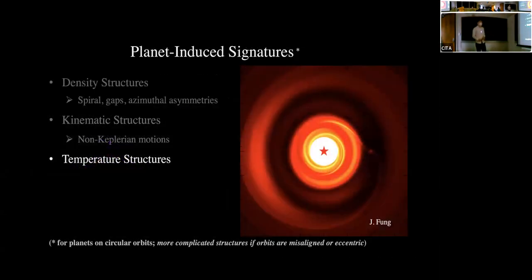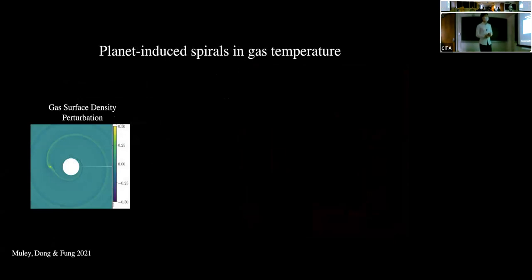All right, finally, let's talk about temperature structures. Here is an example: how does a planet drive a spiral-shaped temperature perturbation? The story is very, very simple. Here is a gas surface density perturbation, and here's a planet that drives this density wave. The spine of the density wave has a density higher than the background disk. This is why it is called a density wave, and therefore, it has a higher pressure. So when gas moves into the density waves, it gets compressed. As long as the disk is not isothermal, gas that gets compressed is heated up. And then when it leaves the density waves, it gets decompressed and its temperature drops.